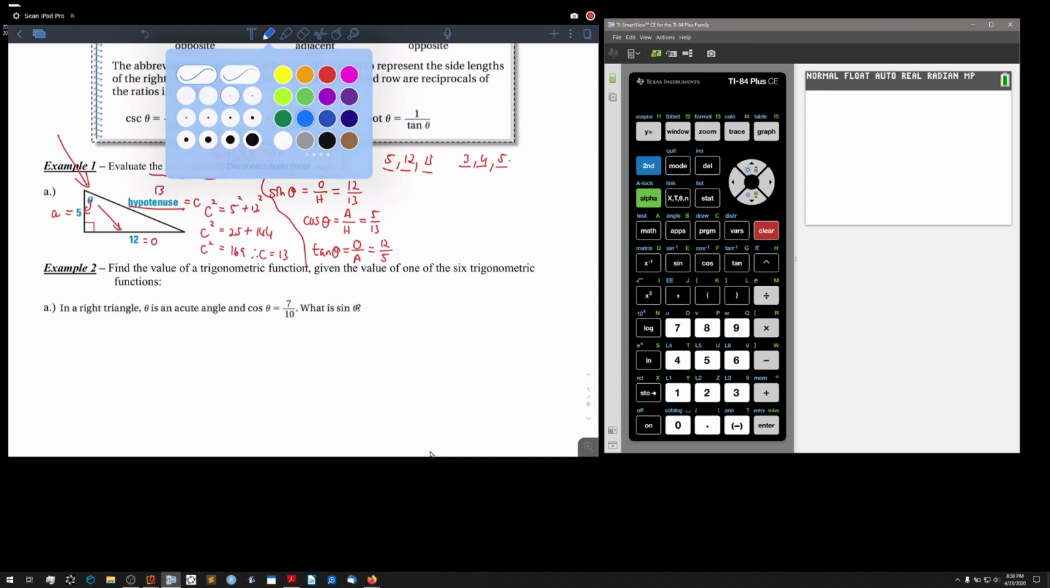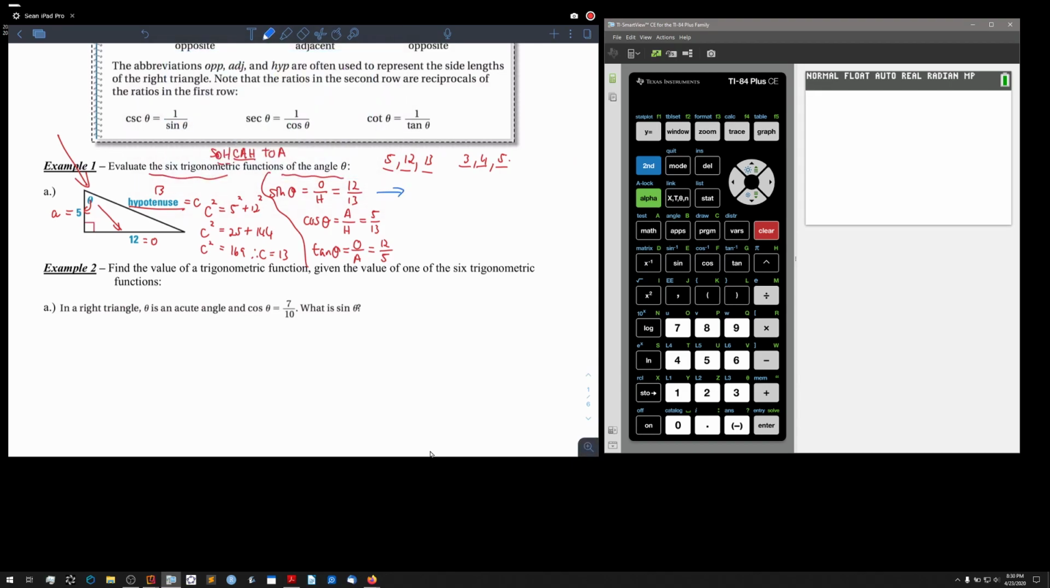So let me do the corresponding one for sine theta, which is cosecant theta, and that is the reciprocal of this, so it's hypotenuse over opposite, and that is 13 over 12. And then the corresponding one for cosine is secant theta, and that is the reciprocal of this, which is hypotenuse over adjacent, and that is 13 over 5. And then this one is the cotangent of theta, which is the reciprocal of that, which is adjacent over opposite, which is 5 over 12.